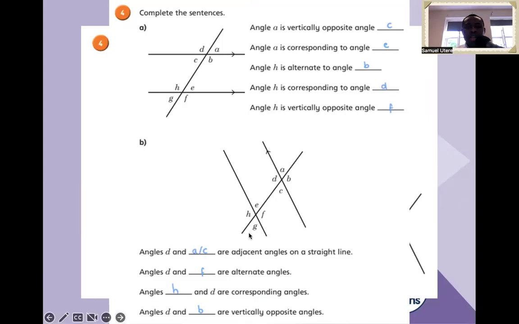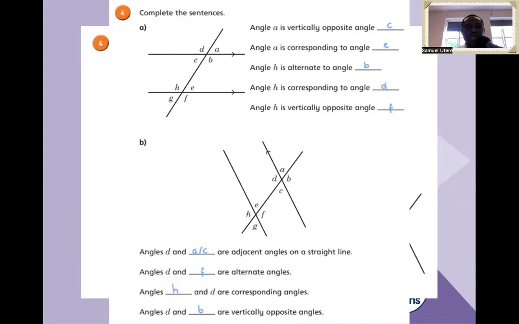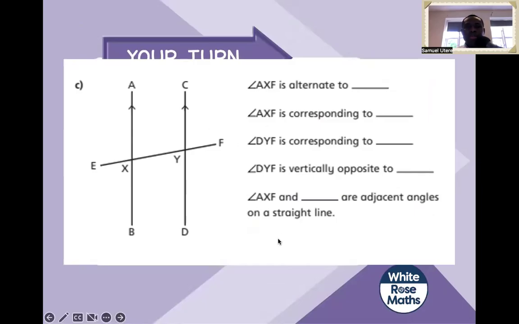Angle H and D are corresponding angles. And you can see the F shape that links them. And that's the answer to the other last question. So let's move on. For question 4C, you were asked to complete this. So pause the video and answer 4C in 1 minute. Assuming you've paused the video and you have answered the questions, here are the answers. Let's discuss them.